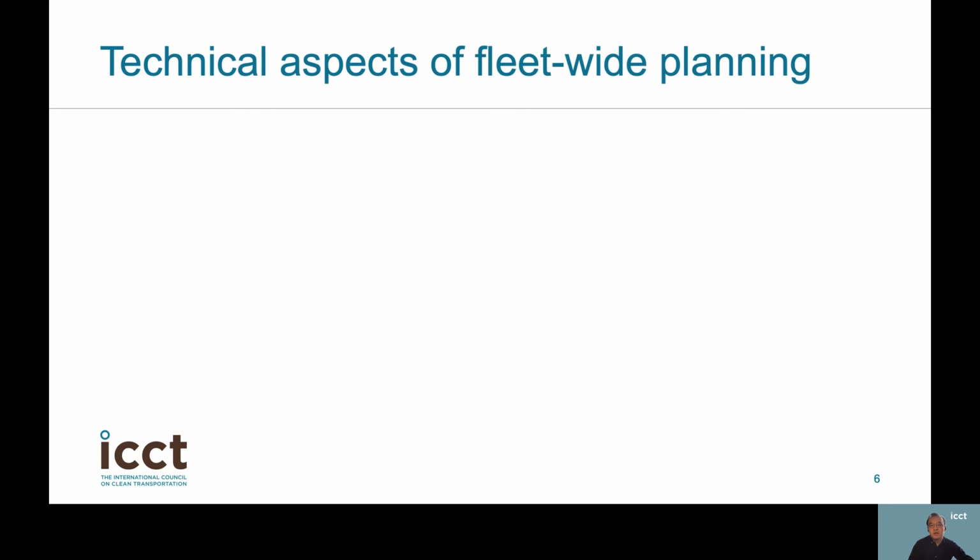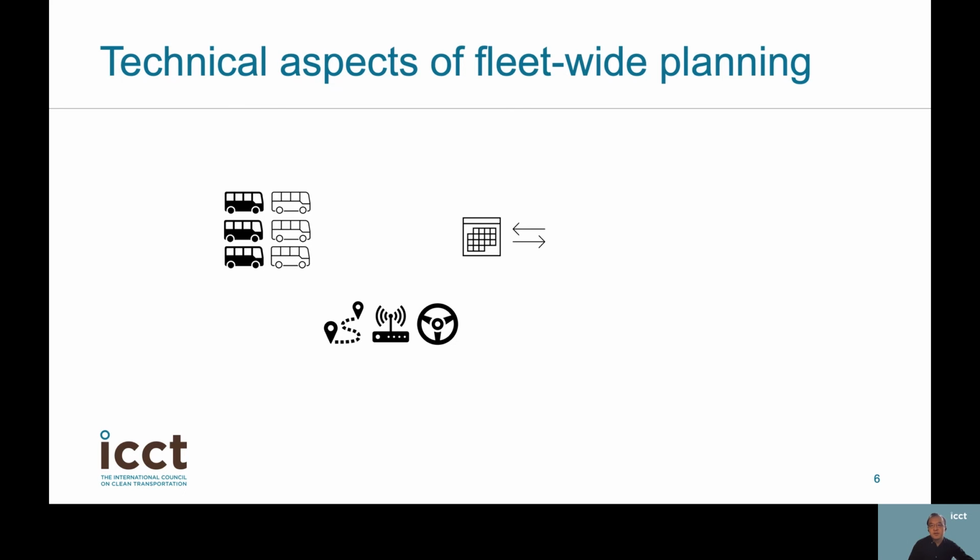Now let's move on and talk about some of the key steps in fleet-wide planning. There are three major steps. First, we need to understand the operations of buses on existing routes. Then the data from current operations, or the baseline performance, is used to generate representative drive cycles of different routes.